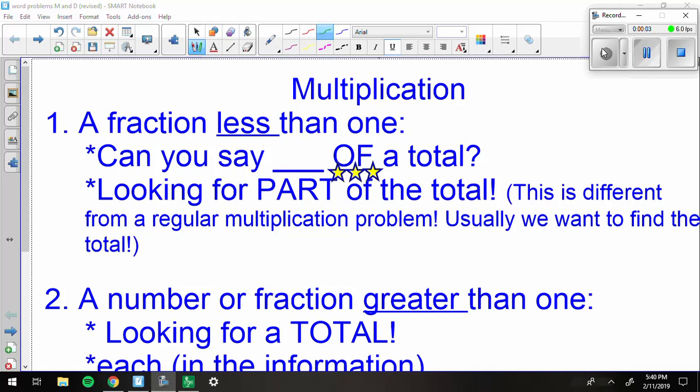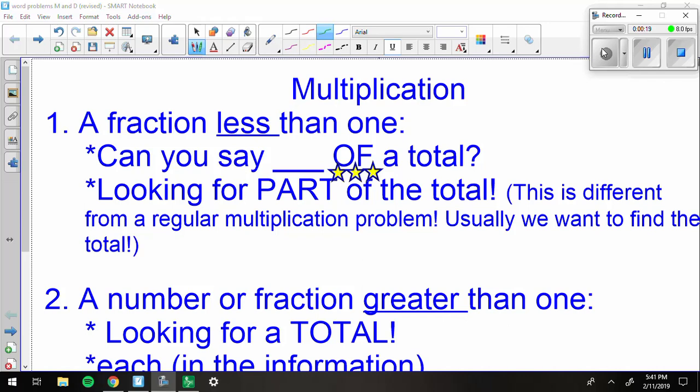Hello everyone! What we're going to do today is the lesson. It is multiplying and dividing fractions word problems. I said that word. Multiplying and dividing fraction word problems.